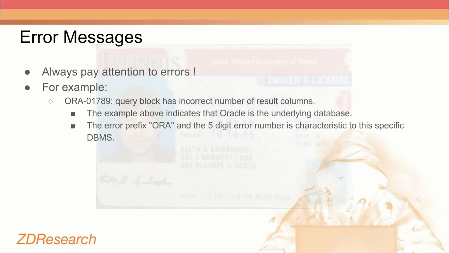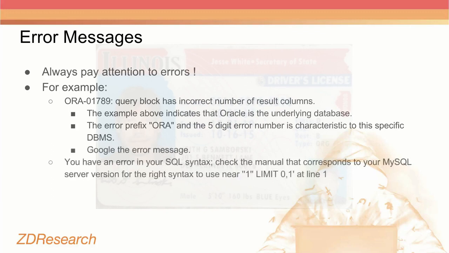So an error usually tells you what sort of database you're using, because each database has its own error strings and different things. The 5-digit number is the specific version and type of this error. And this error shows us that the database is Oracle. So search the error message in Google and you'll see the result.